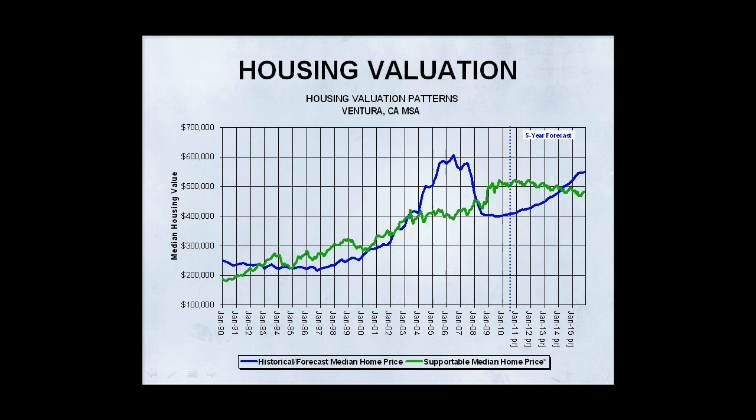The blue line is the historical or forecast median home price. Green is the supportable. Now the supportable is created by household incomes and current interest rates. What size of loan, what sort of house price can you afford in this particular market given household incomes and current interest rates? In most periods of history, these two are well tied.